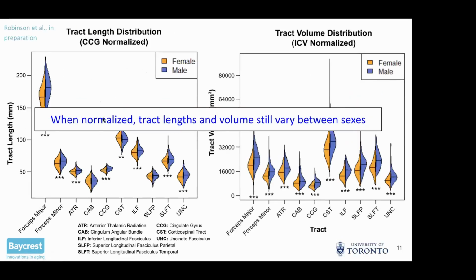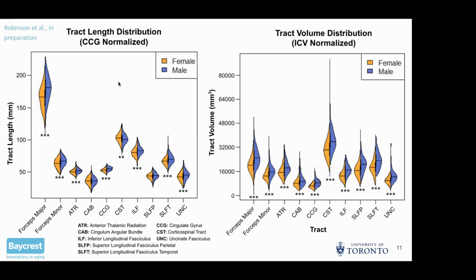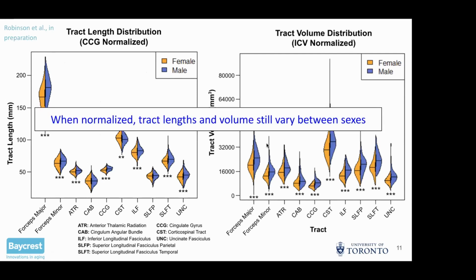And to come back to this, the normalized length and the normalized volume remain different between sexes. So they still all vary. This is to be taken as, for example, how large is someone's corpus callosum relative to the rest of the brain. So this is also different. The proportion of each tract relative to the brain size also differs between men and women.